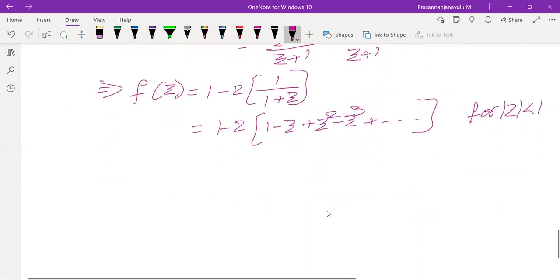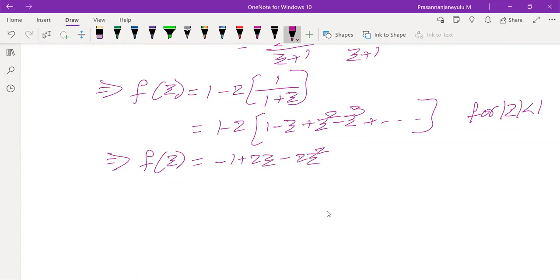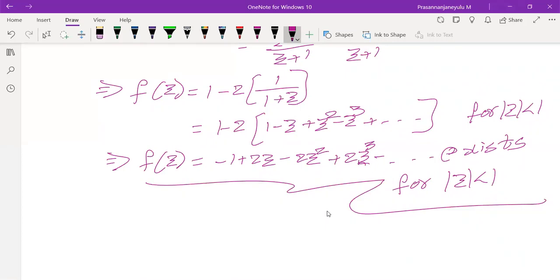Okay, so do some simplification, then what will we get? f of z equals 1 minus 2, which becomes minus 1. All the terms multiplied by minus 2, then plus 2z minus 2z square plus 2z cube minus and so on. This expansion exists for modulus of z less than 1. So this is the Taylor series expansion.